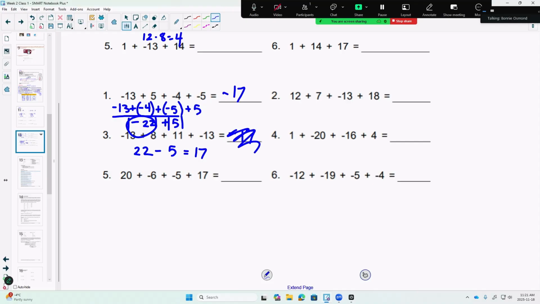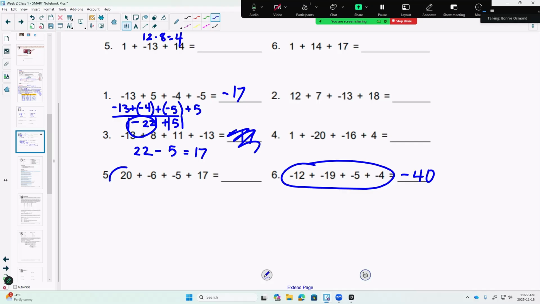Okay, so again, if there are positives and negatives, put them together. If they're all negative, like in number 6, I just add the numbers and have a negative sign. So 12 plus 19, 31 plus 5, 36 plus 4, 40. So my answer is negative 40.